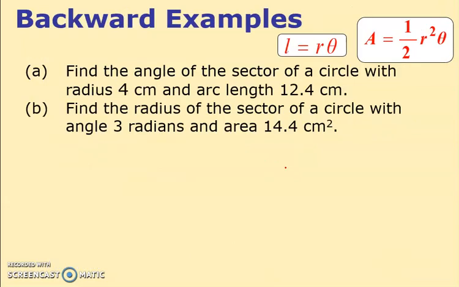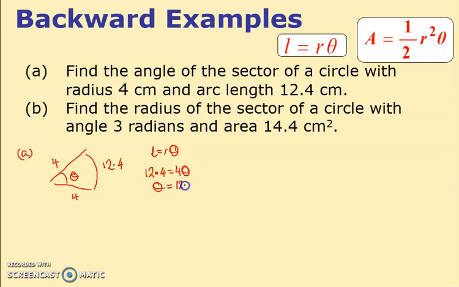Couple of backward examples. So let's do A first of all. Find the angle of the sector of a circle with radius 4 and arc length 12.4. Okay, so again, just draw the same picture every time. 4, 4, and this time they tell me this is 12.4. So I want the angle theta. Remember, L equals r theta. So 12.4 equals 4 theta. And theta, therefore, is obviously 12.4 over 4, which is 3.1 radians. Nothing like I've got in my picture, but you get the idea.